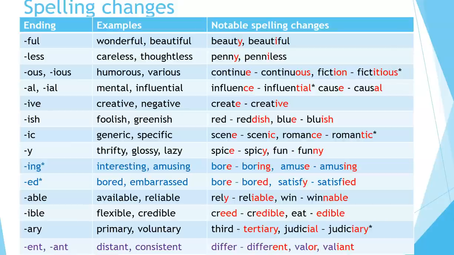E-N-T, A-N-T. Again, these endings can sometimes be used as nouns. That's why we put them in a purple color. Some adjective examples would be distant and consistent. With different, the ending is added without changing anything in the verb or the word or the ending. But with words like valor, in order to make it into an adjective, we have to add I-A-N-T, valiant.